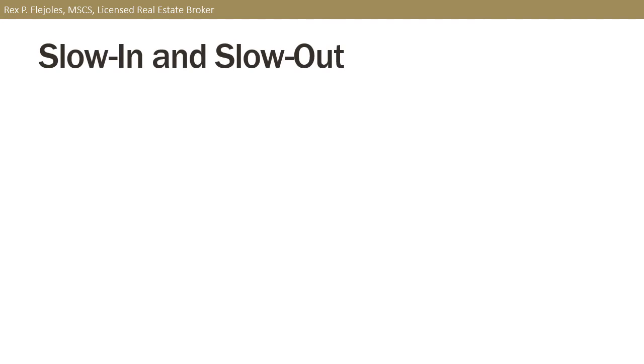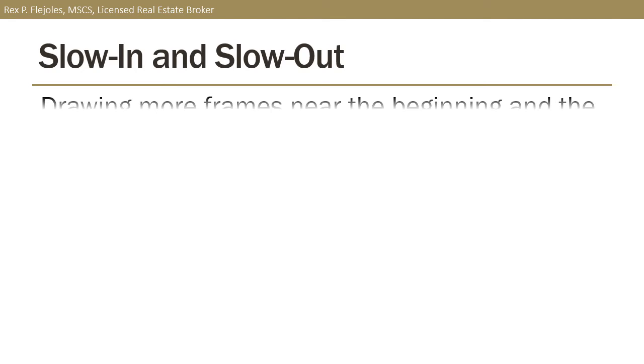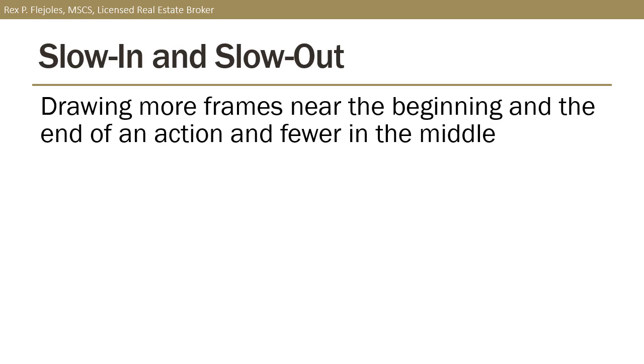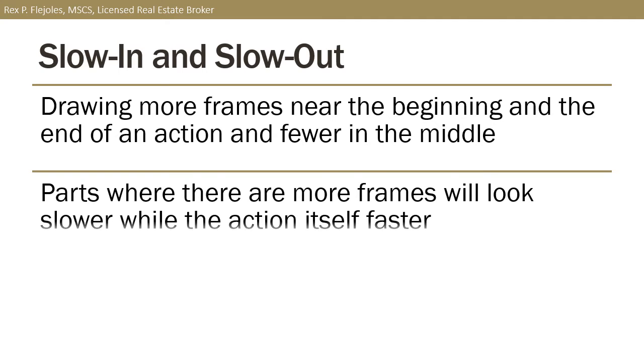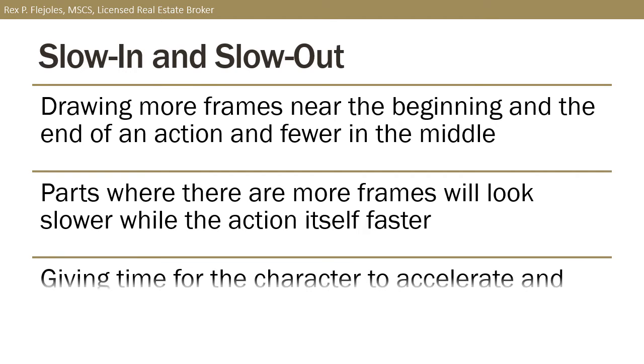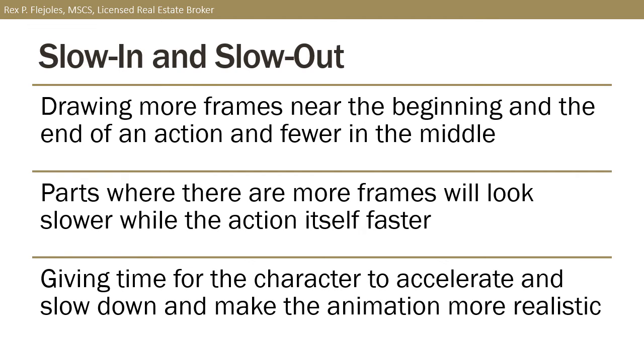On slow in and slow out. This technique consists in drawing more frames near the beginning and the end of an action and fewer in the middle. This way, the parts where there are more frames look slower while the action itself is faster. It gives the character time to accelerate and slow down and makes the animation more realistic.